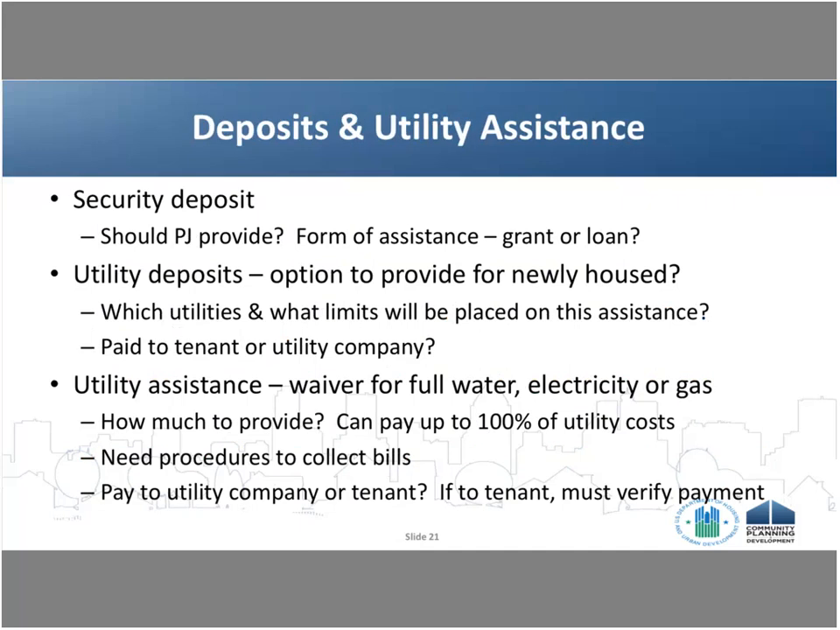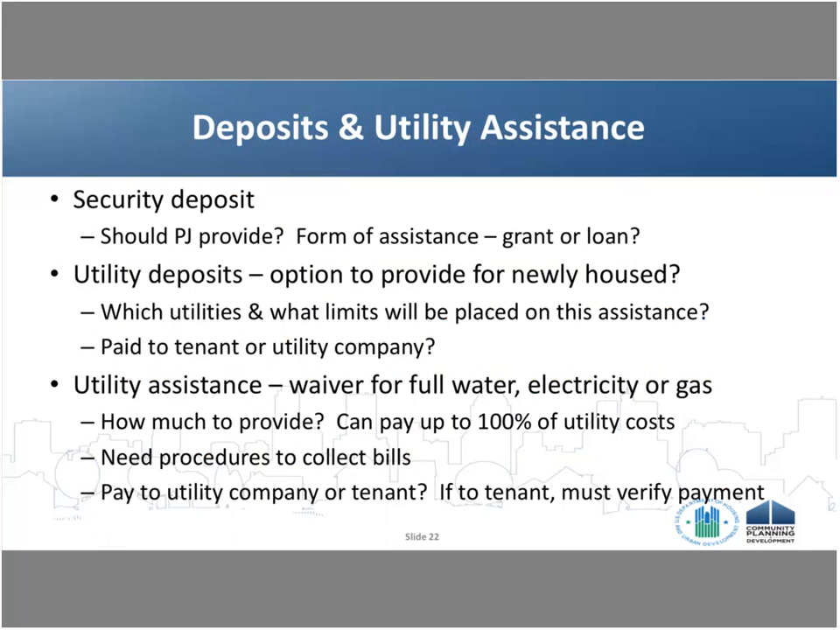Coming back to deposits for a minute, if your local program is going to include affected households seeking housing, then we need to determine if we're going to provide security deposits and potentially utility deposits. If so, will this assistance be in the form of a loan, expecting tenants to repay the program for any portion of the deposit that's eventually refunded to them when they move out, which of course would mean that you need the administrative capacity to track a series of pretty small loans?